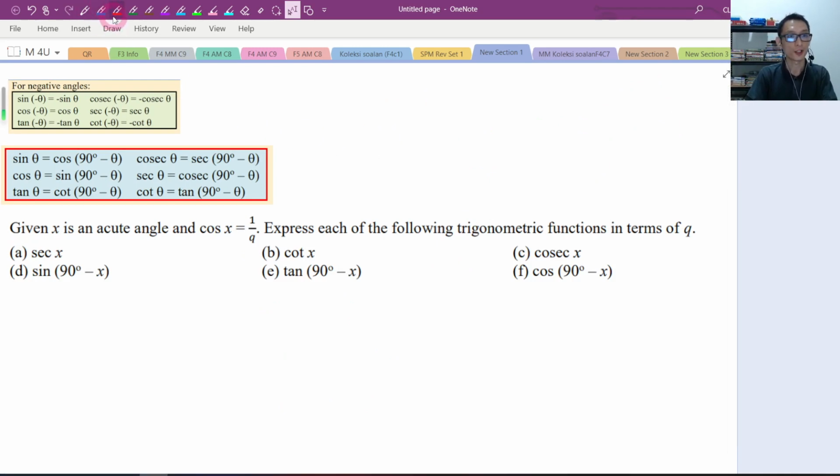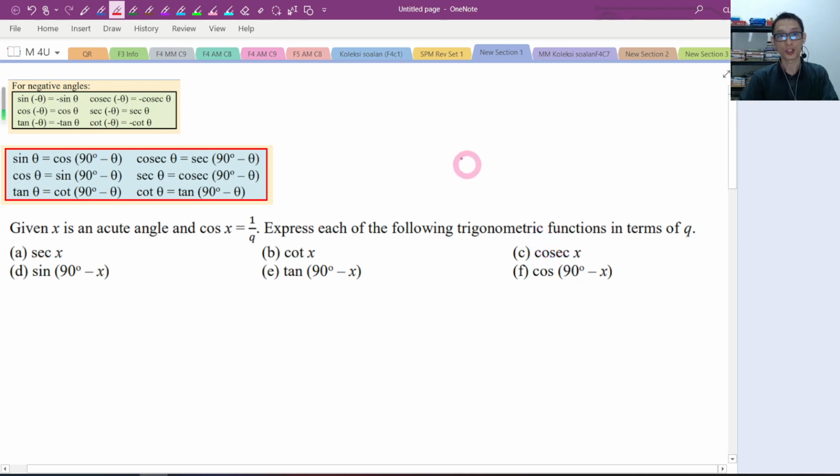Now let's look at the second question that I want to discuss with you. Given x is an acute angle, it means that it is in the first quadrant, greater than 0 degrees, less than 90 degrees, and cosine x is equal to 1 over q. Express each of the following trigonometric functions in terms of q. You want to find secant x, cotangent x, cosecant x, and so on.